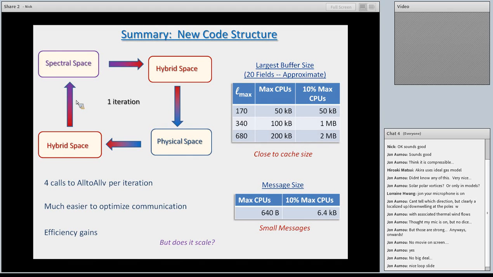One thing I worried about at first when I did this was that you're keeping all of these fields in memory at once.